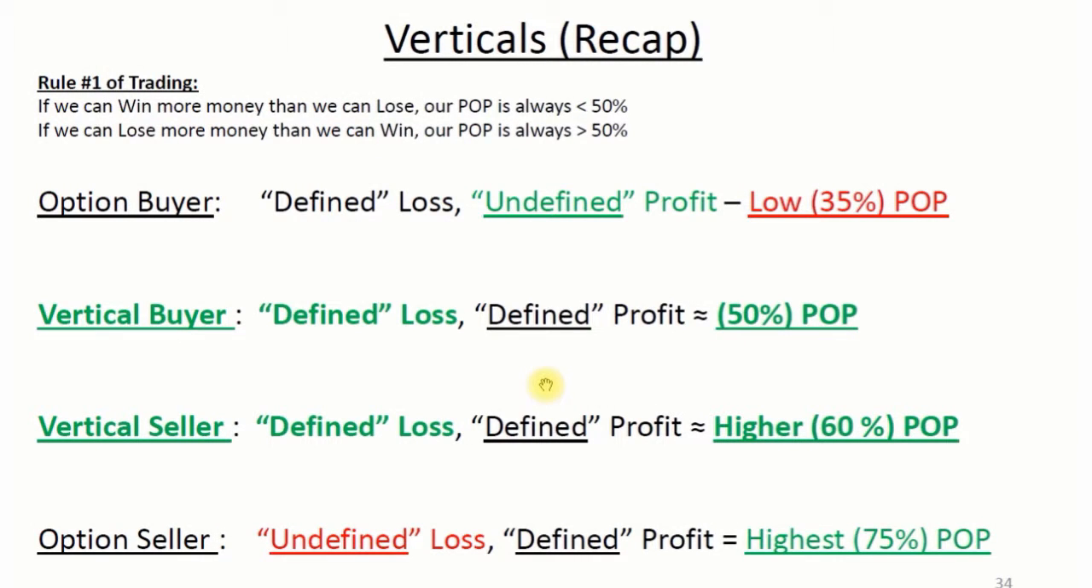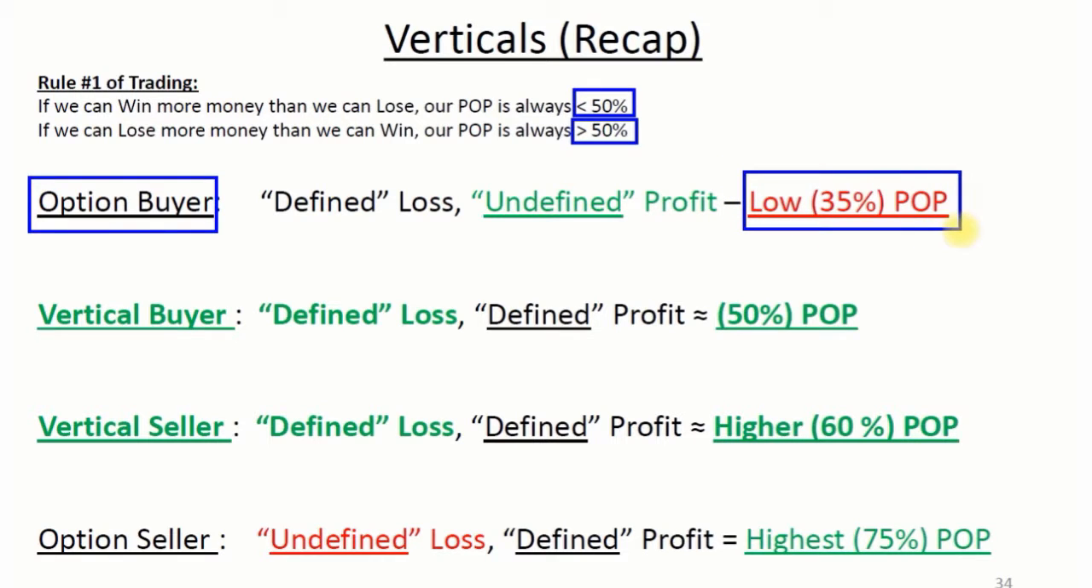Let's recap everything and compare everything side by side so you can see the pros and cons of trading as a whole. So remember our rule number one, right? If we can win more than we can lose, our POP is always less than 50%, and that's the buying option scenario. If we can lose more money than we can win, our POP is always greater than 50%, and that's much preferred. So as an option buyer, because this undefined profit is much greater than that defined loss, we always have a low POP here, way down at 35%, which we don't like.